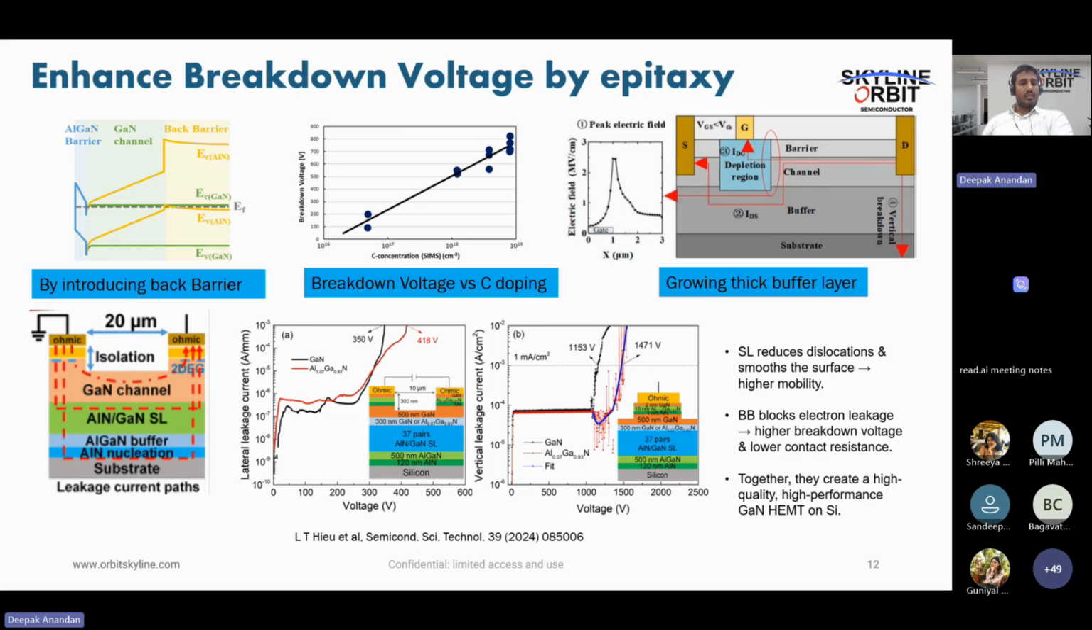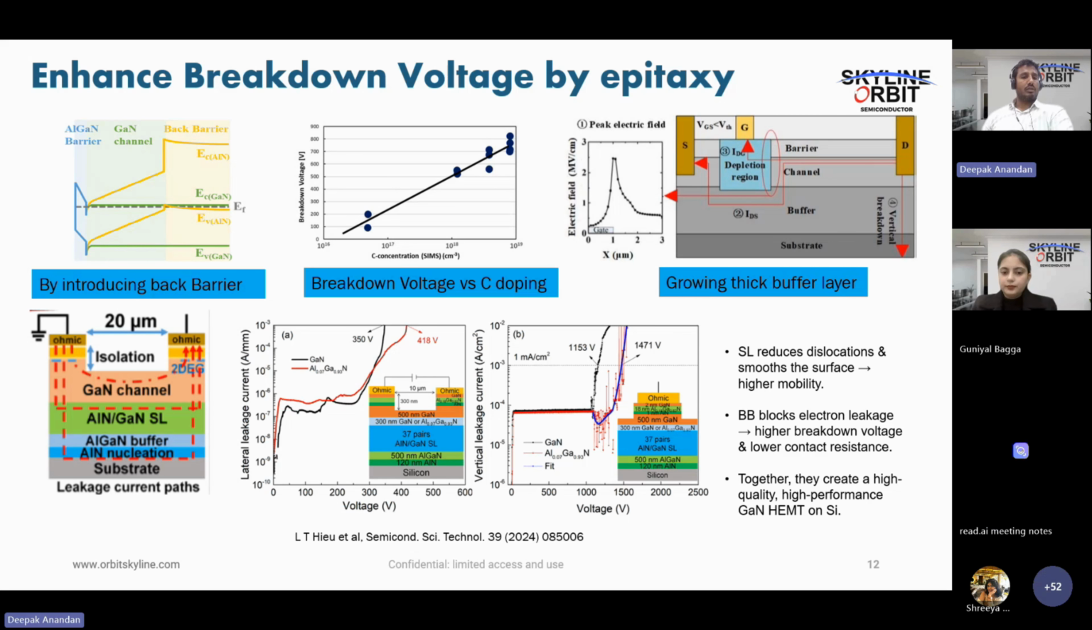And in order to avoid that, we need to implement a few more growth techniques, something like inserting a back barrier, where the back barrier will have a larger band gap, which avoids the electrons accelerating and diffusing into the buffer layer, so that the leakage current will be reduced, as well as the sheet carrier density will be preserved.